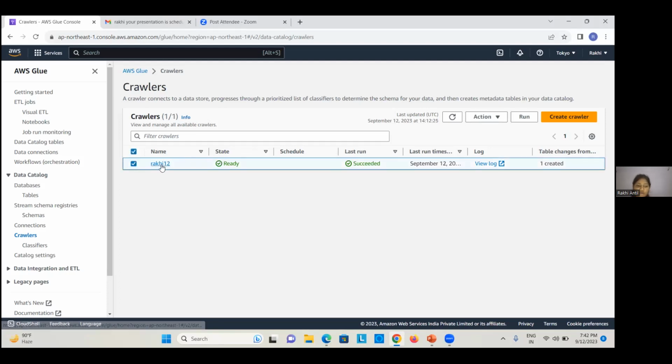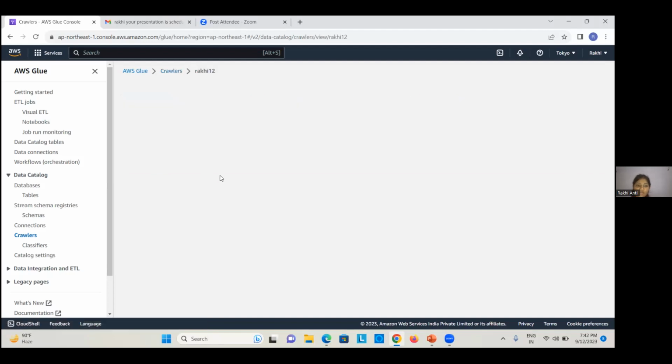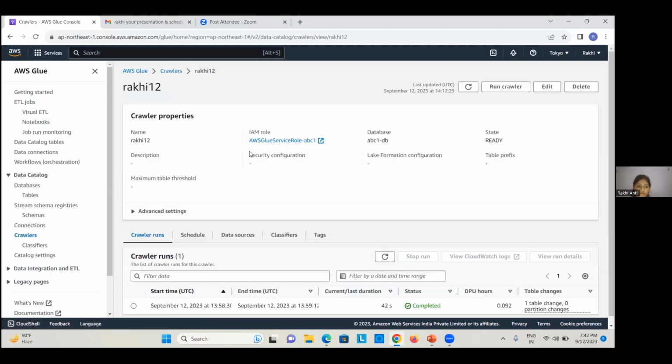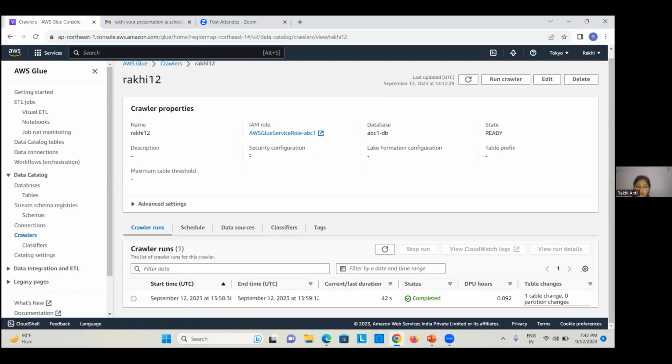Select the crawlers, then click on crawl properties, then crawl properties name, IAM roles, database. These are the crawlers which I have logged. So can you explain to me what you mean by logging an object? What is the purpose of it?